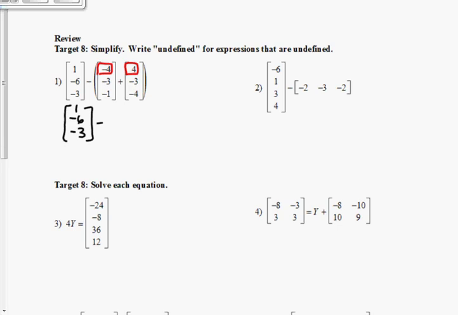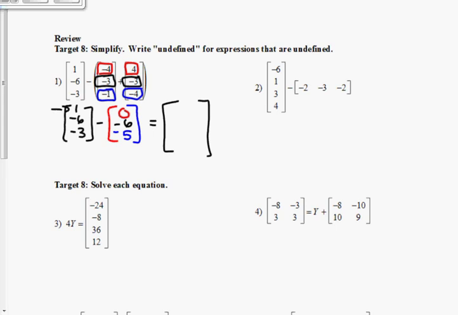So -4 plus 4 is 0. -3 plus a -3 is a -6. And -1 plus a -4 is -5. Now we're going to go ahead and subtract those matrices to get our final answer. When we get our final answer, we'll have 3 rows in 1 column. Again, we want to look at the numbers that are in the same position.